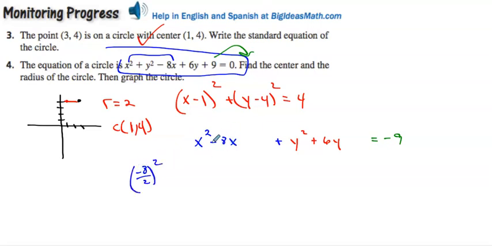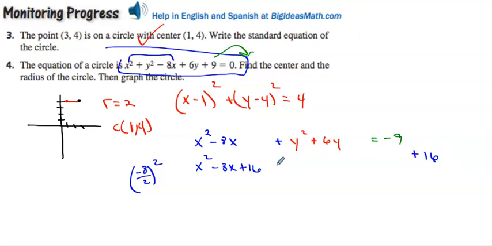So I'm always taking my b term, taking half of it and squaring it. So this gives me x squared minus 8x, and I'm going to add negative 8 divided by 2 is negative 4. Negative 4 squared is 16. So I'm adding 16 here. Be careful, right? So that means I have to add 16 here as well. Add 16 to the left, I gotta add 16 to the right.